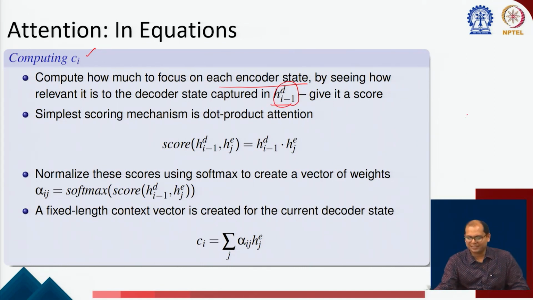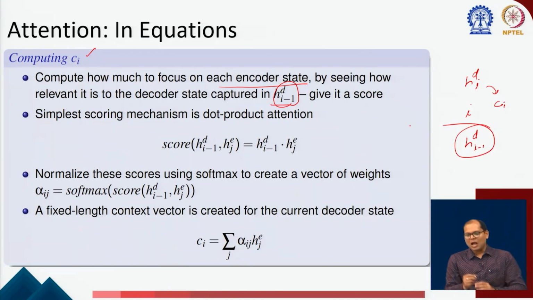Suppose you are at the ith step in the decoder, you want to compute HDi, and for that you need the context. How will you get the context? You want to see how similar h(i-1)D was to each step of the encoder. So, I will compute the similarity of h(i-1)D with all the states of my encoder. It can be a dot product.